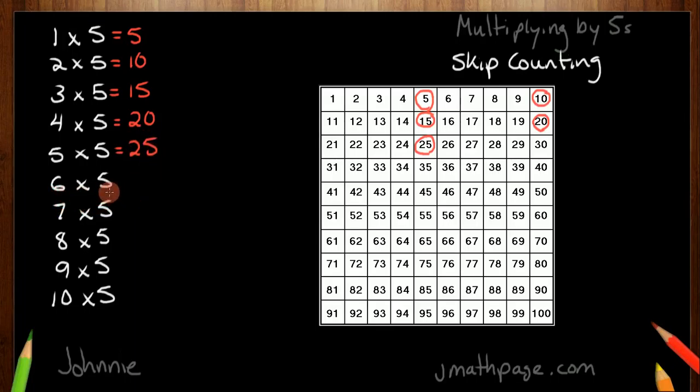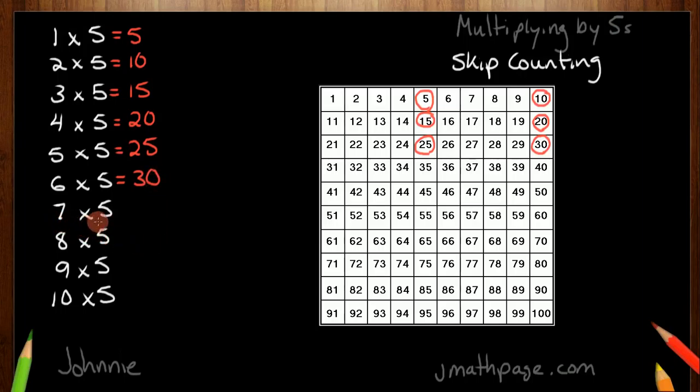6 times 5. Let's skip count 5 6 times. Let's see what we have so far. 1, 2, 3, 4, 5. We'll have to add another 1, 2, 3, 4, 5. This takes us to 30. Now I've skip counted 6 times. So we know that skip counting 5 6 times takes us to 30.